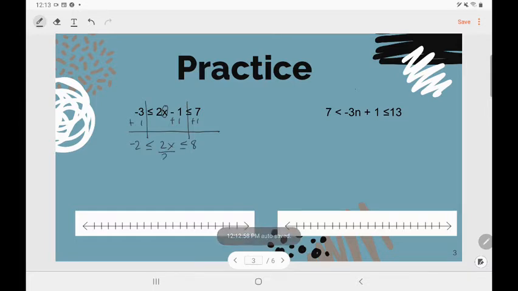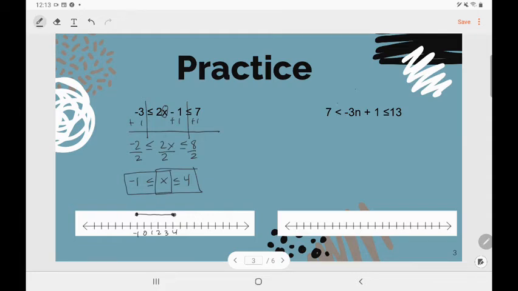I'm still going to isolate x, so I need to divide by 2, and again I need to do that on all sides. I end up with negative 1 is less than or equal to x is less than or equal to 4. And again on my number line, I can write out my numbers: negative 1, 0, 1, 2, 3, 4. And remember, I am looking for the numbers that are greater than or equal to negative 1 and smaller than or equal to 4, so the numbers in between.